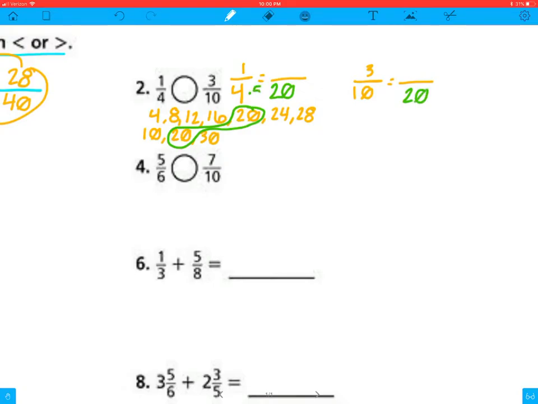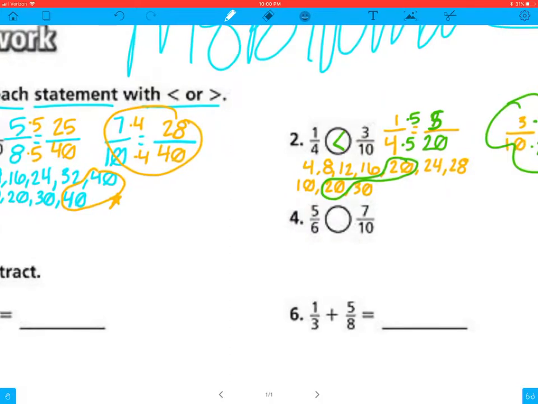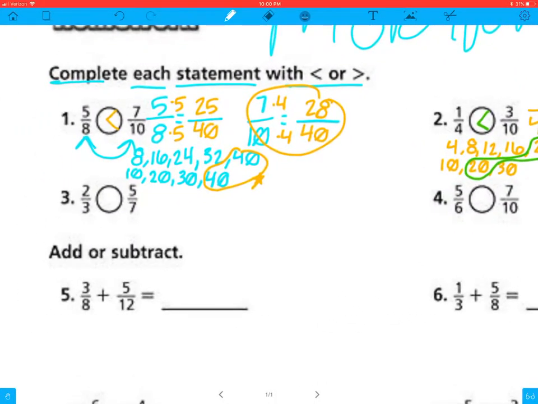I multiply the 4 by 5 and get 20. And I multiply the 1 by 5 and get 5 over 20. Now the 10 I multiplied by 2, I multiplied the 3 by 2 and get 6. So which is bigger? 6/10. It's greater. I'm just trying to figure out how to move this, but it's okay.